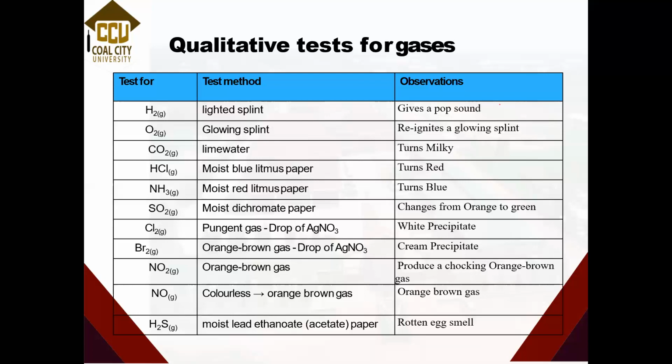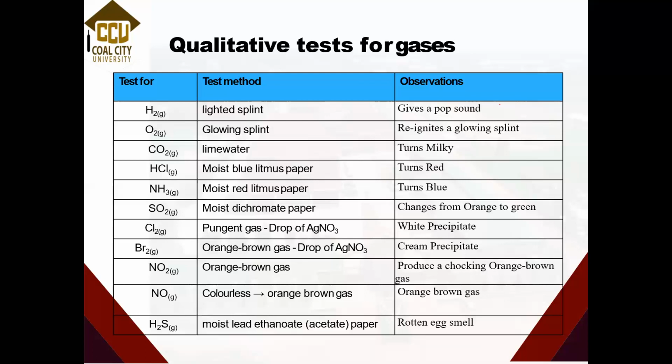What of oxygen? We test it using what we call a glowing splint. When you set the glowing splint on fire for a few seconds, you allow it to go off. It is still hot, but you allow it to go off. Once it's off and you bring it near oxygen gas, it will reignite the glowing splint. So it will bring back the fire immediately because, of course, oxygen supports combustion. So once it reignites the glowing splint, it is a proof that that gas has to be what? Oxygen.